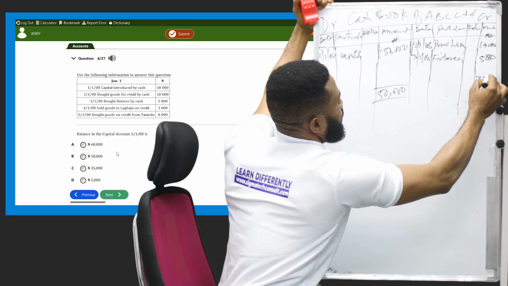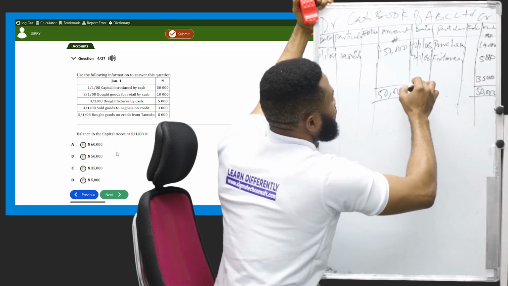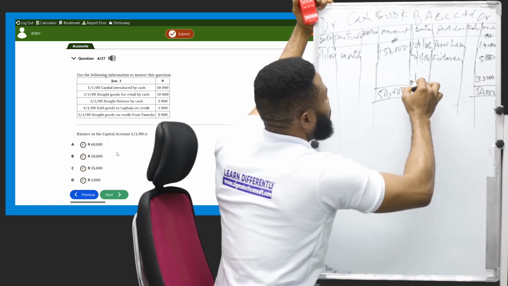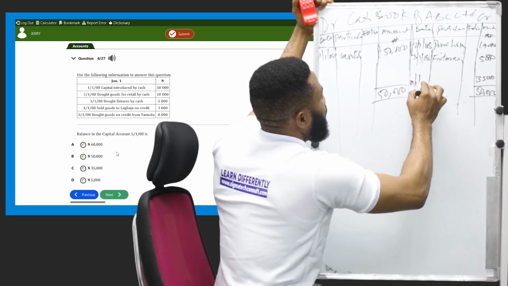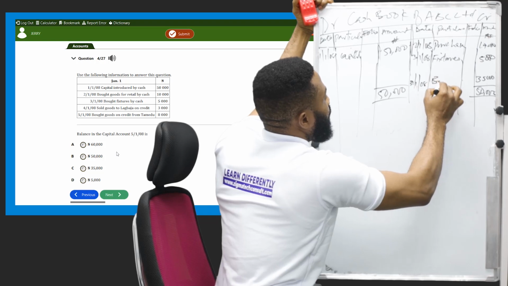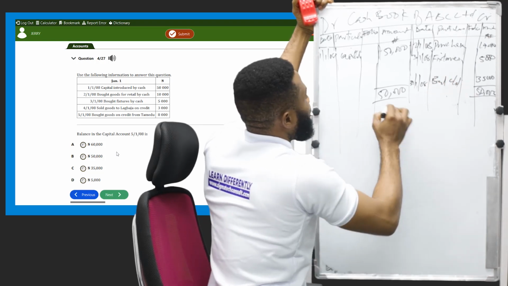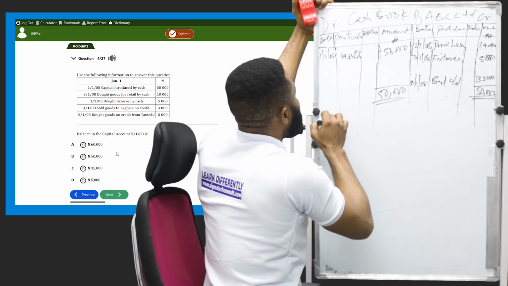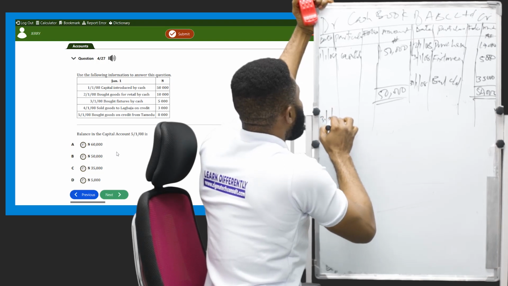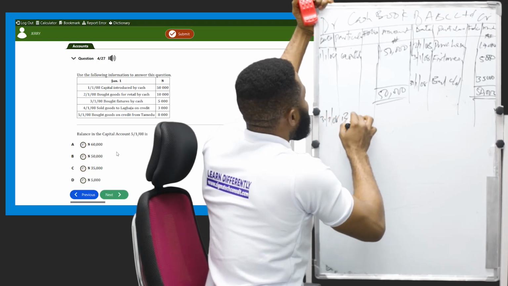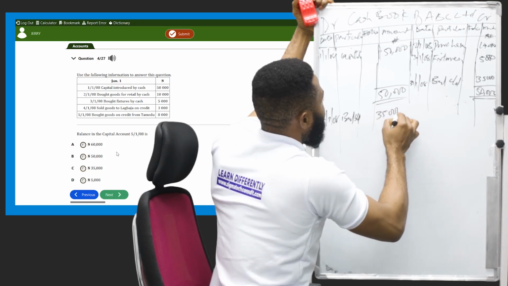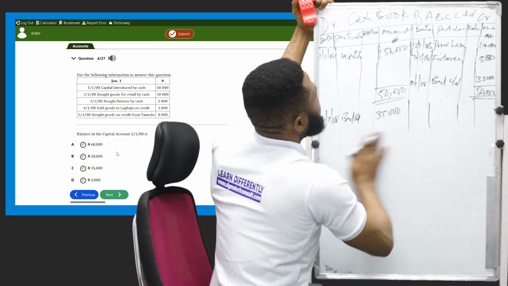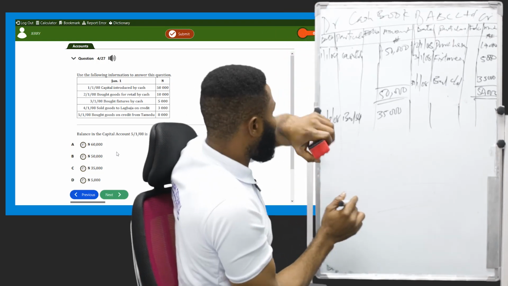So your 35,000 will be here as, that's at the end of January. At the end of January, and it will have your balance carried down. Okay. And then 31st January 2008, you have your balance brought down 35,000. All right, this is how to represent the transaction on the cash book.